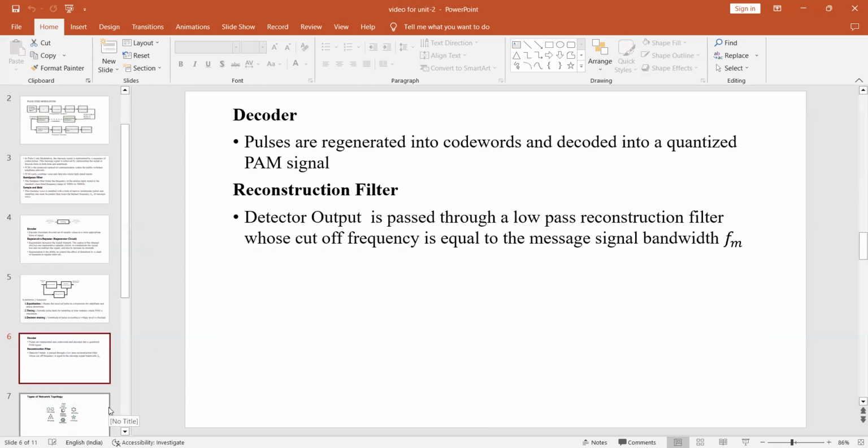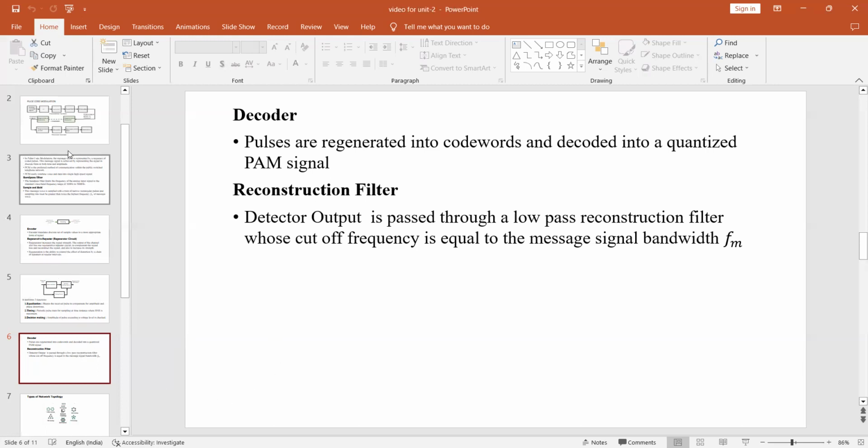And then the decoder circuit. In the decoder circuit, the obtained receiver signal is decoded. This performs the reverse operation of the encoder and produces a quantized PAM signal. Then the reconstruction filter will reconstruct the actual signal. In the sampling process, we maintain the formula Fs is greater than or equal to 2Fm. That is, the sampling frequency should be greater than twice the maximum frequency of the signal. When you satisfy the sampling frequency, the reconstruction is very easy. The Nyquist formula is used in the sampling section, so reconstructing the signal is also easier.